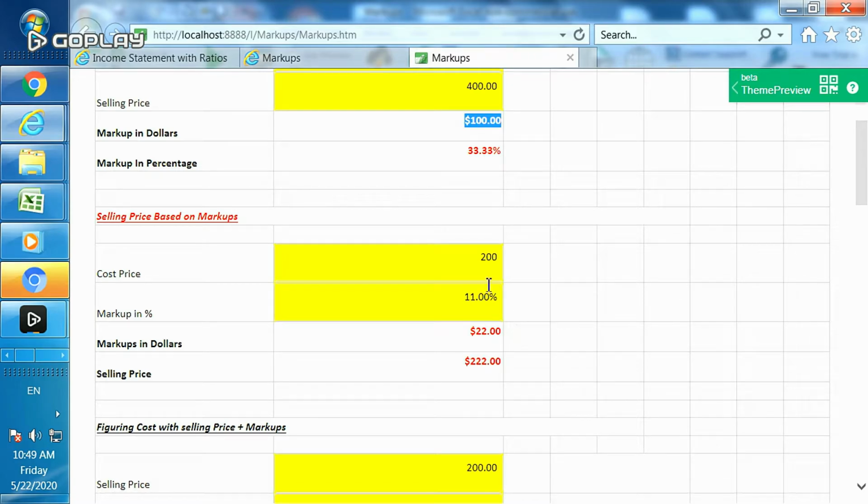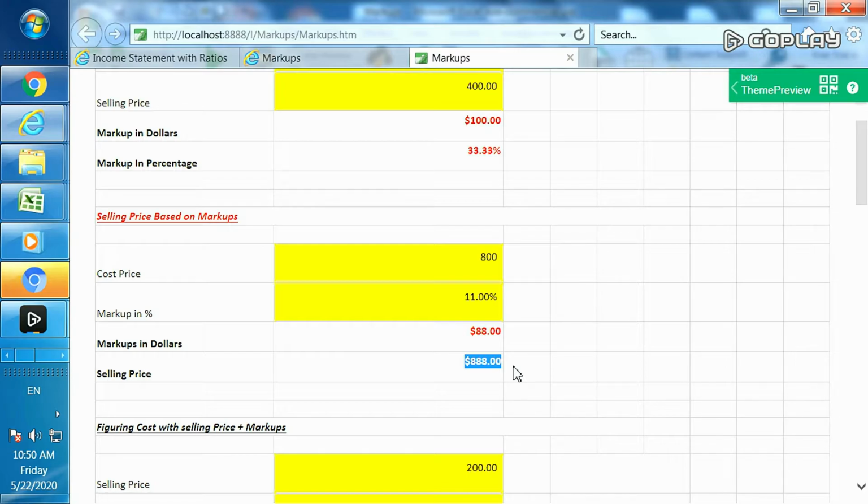All right. Now, if you know what your cost price is and if you know what your markup in percentage is, should you need to know your markup in dollars and your selling price or your retail price, this calculator can do the job for you. So let's say your cost price in this case is $800 for a certain item, and your markup in percentage is 11%. As you can see over here, this calculator automatically calculates your markup in dollars, which is $88, and your final retail price, which is $888.